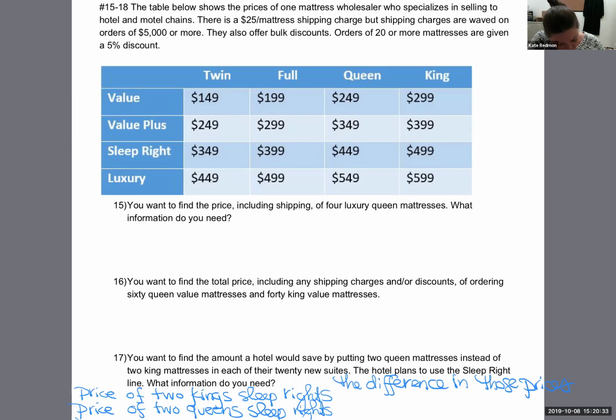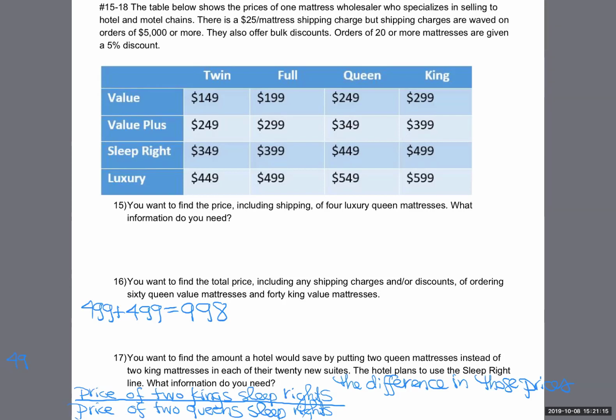Okay, let's plan this out. I think it'll help us to understand better what we're doing. So the price of 2 king sleep rights. What's that? Help me find the numbers is what I'm saying, guys. I know we haven't been finding numbers all class, but now I suddenly want to. $4.99 plus $4.99. Sure, that's one way to do that. Okay, so what is that? $9.98. Okay, so then how about the price of 2 queen sleep rights? $4.49 plus $4.49. I mean, you can times it by 2 too. Or I could times it by 2. Exactly right. Brilliant. So that's $8.98.